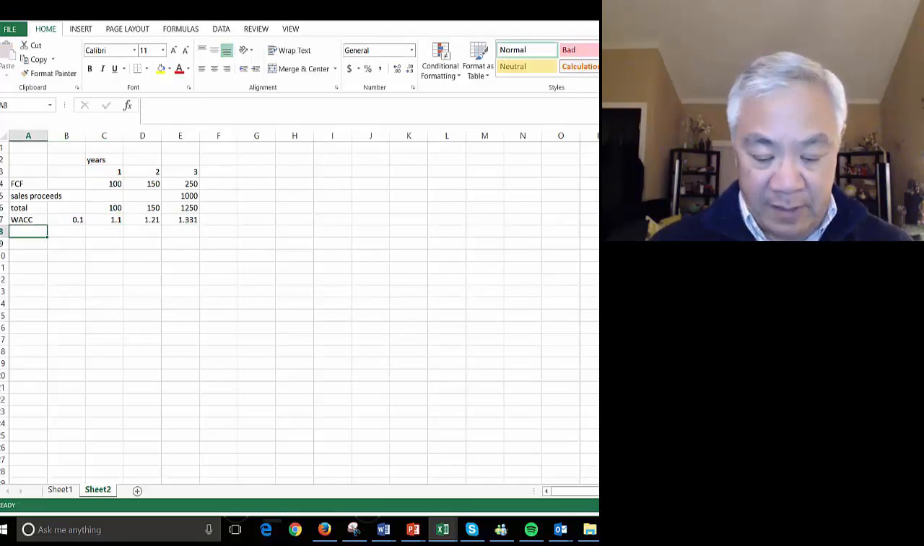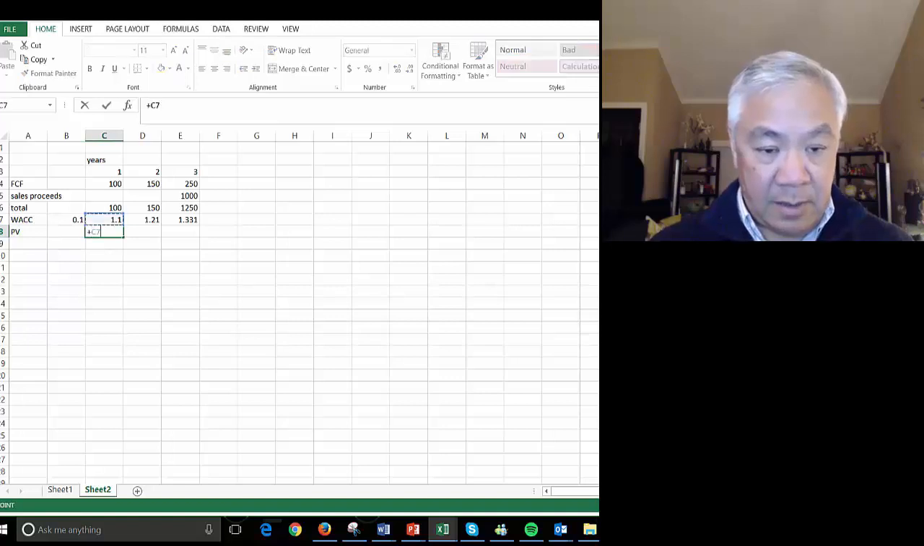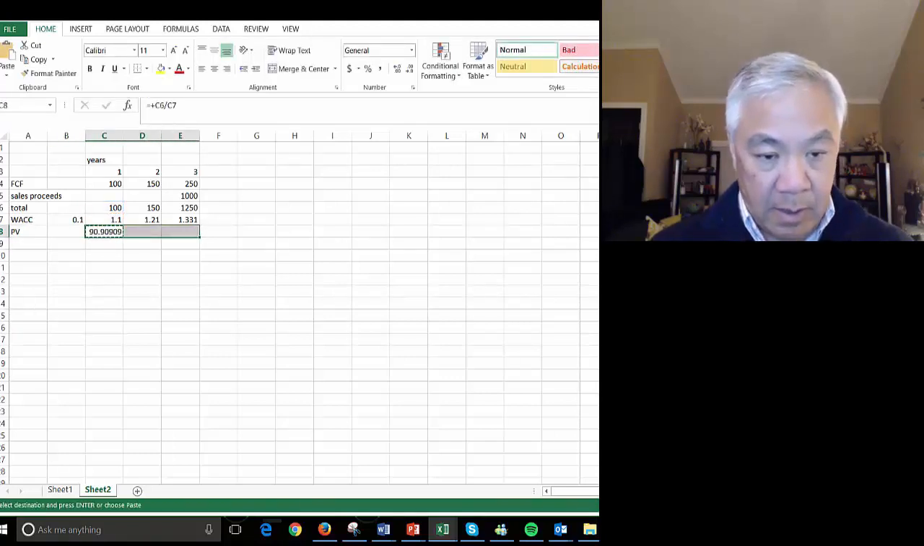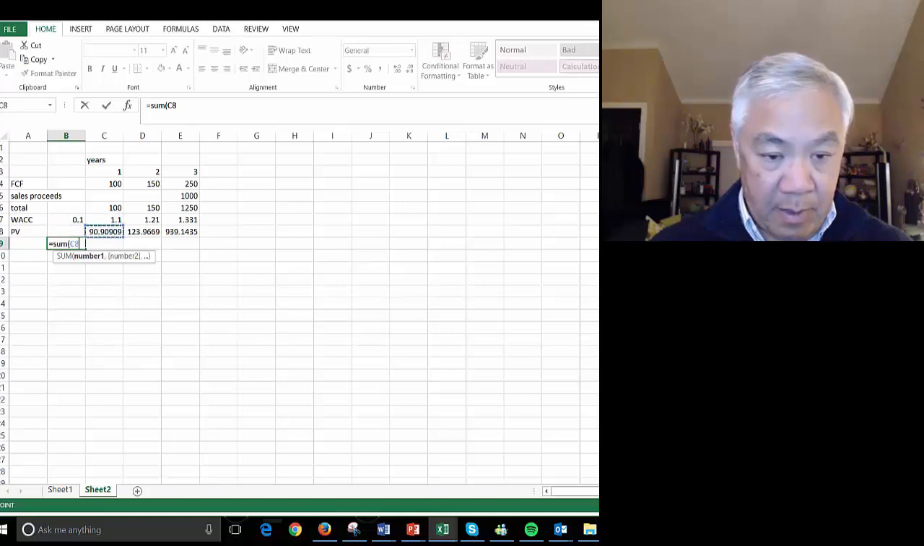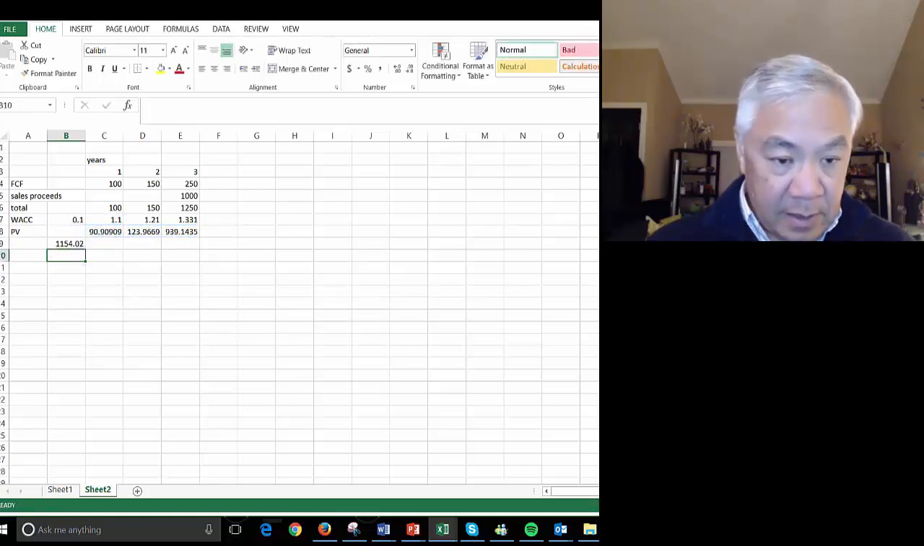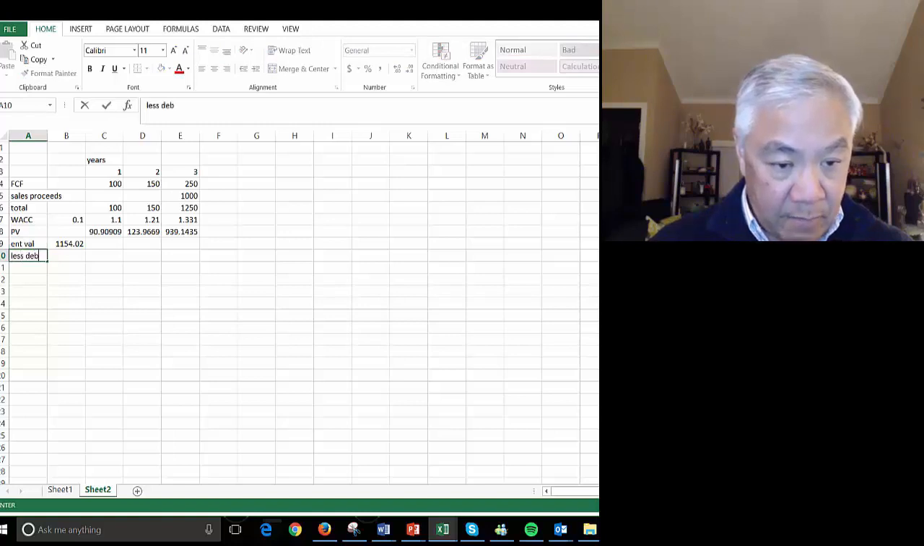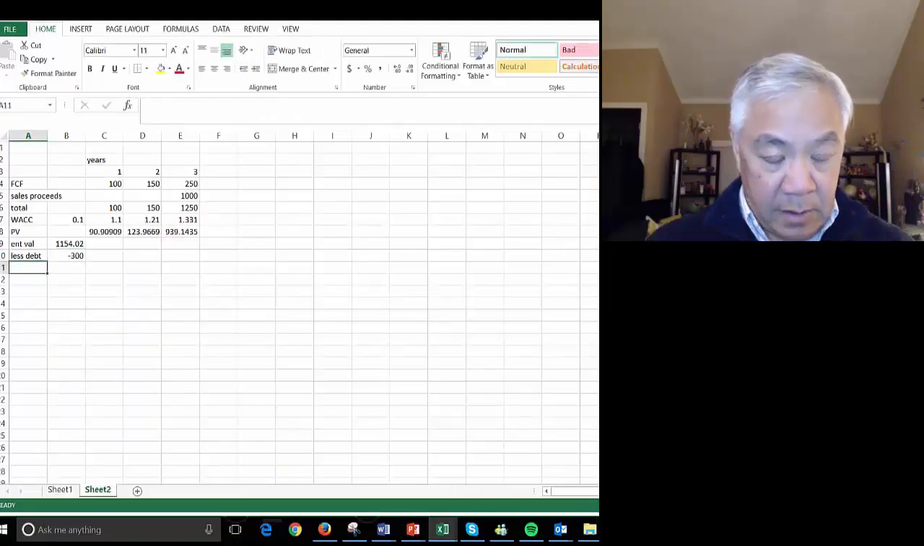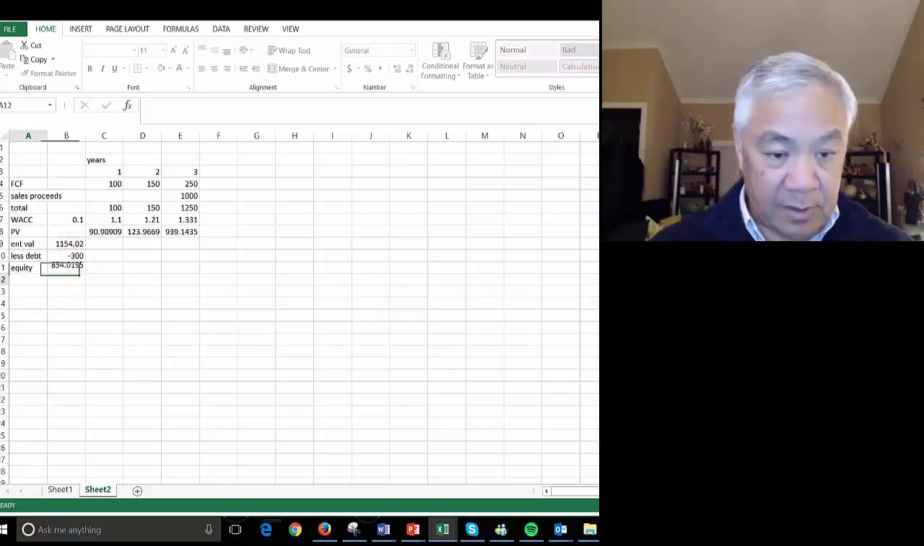So now we can do the PVs, which is the FCF divided by the WACC factor. So we have these three cash flows, and the sum of those three is, this is the enterprise value, and then less debt. Debt, as we've seen, is 300 million. So that's equity value is the billion minus 300.